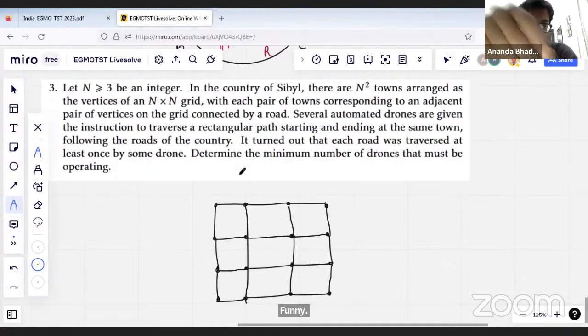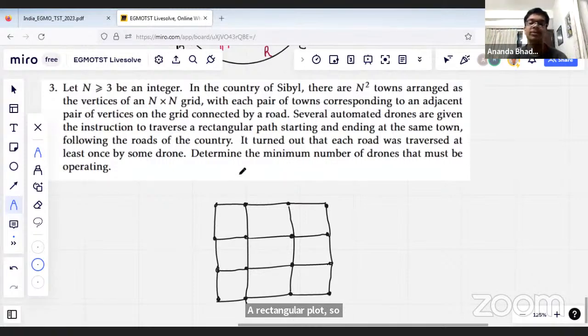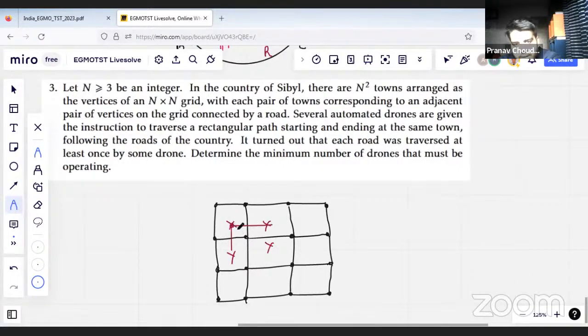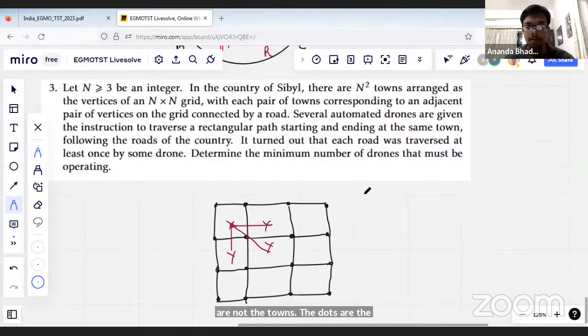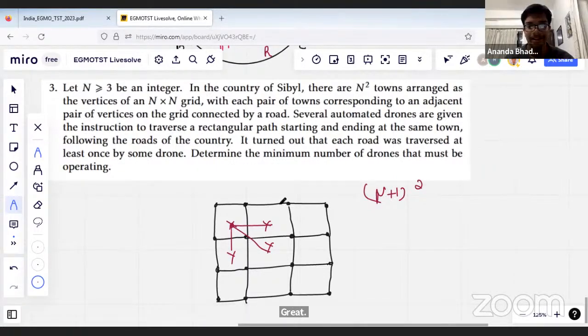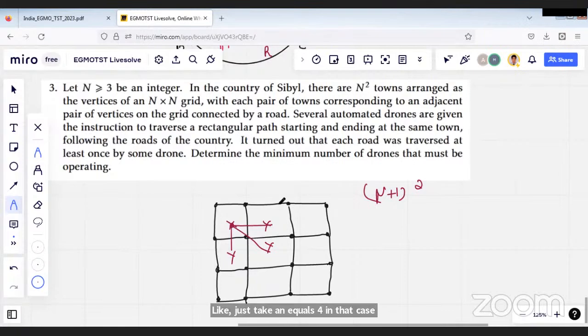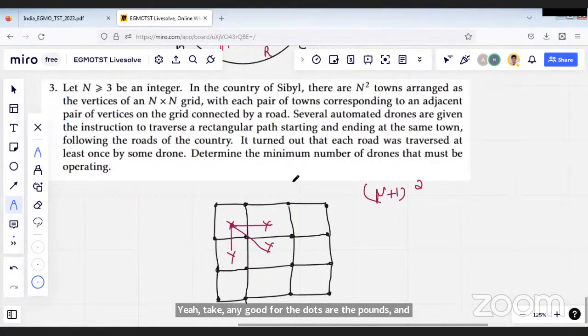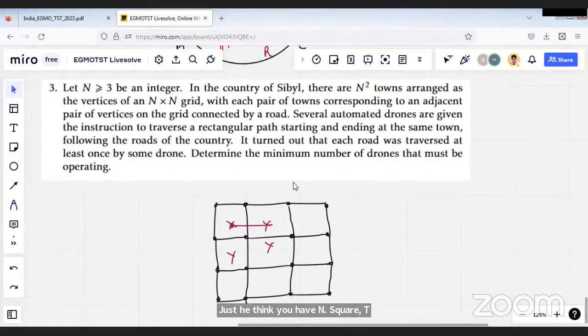Rectangular paths, right? Each road was traversed at least once. Wait, so Atul, you have this town, this town, this town, this town. This one is connected to this and this. The dots are the towns. So there should be n plus 1 squared towns in that case. Wait, no. Just take n equals 4 in that case. The dots are the towns and the lines are the roads. You have n square towns arranged in a square and you have this adjacency.